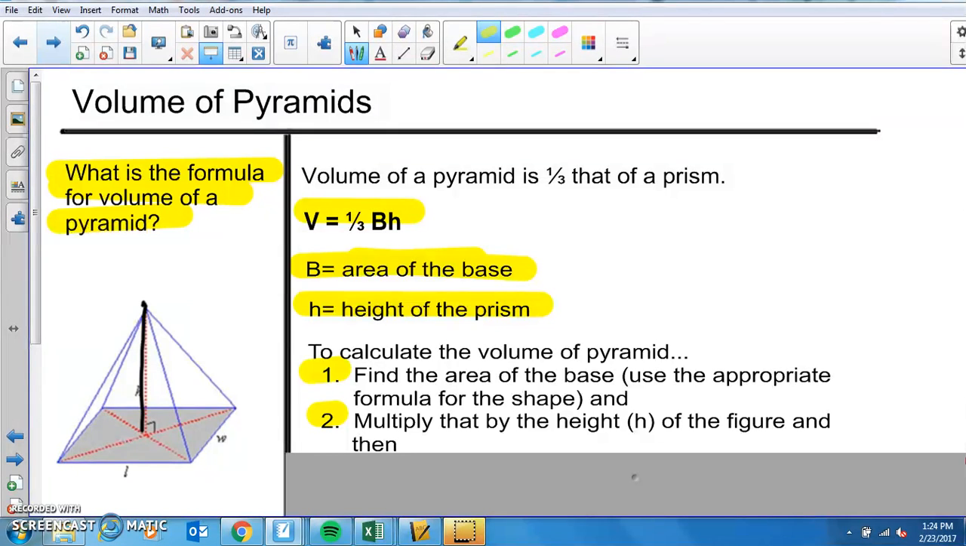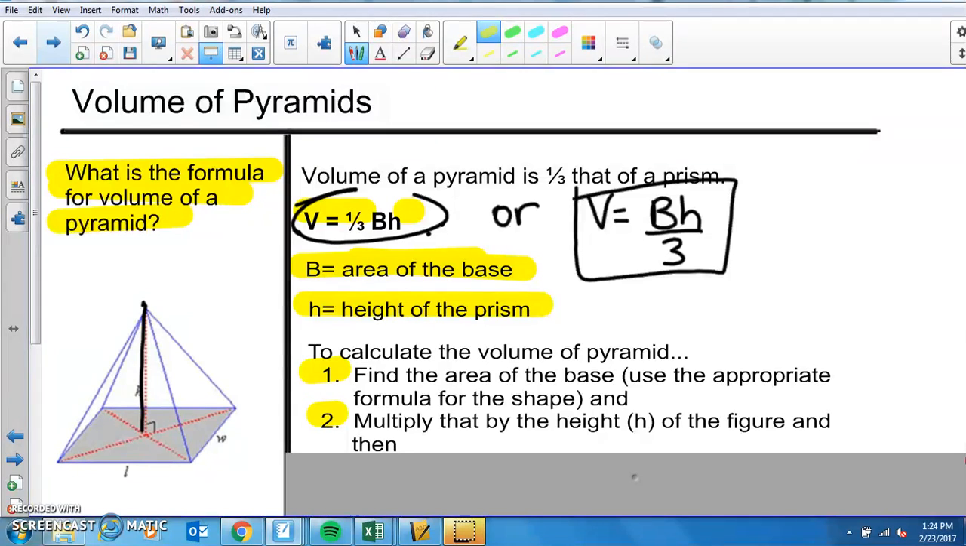Now, what I want you to pay attention to is this formula. Volume equals 1/3 base times height. We know the formula for a triangle is 1/2 base times height. What does that 1/2 mean? That means we're going to divide it by 2. So another formula I want you to write down for volume of a pyramid, instead of saying 1/3 base times height, I want you to put the formula as being base times height, still the uppercase B, lowercase h, divided by 3. That's the one I'm going to focus on.